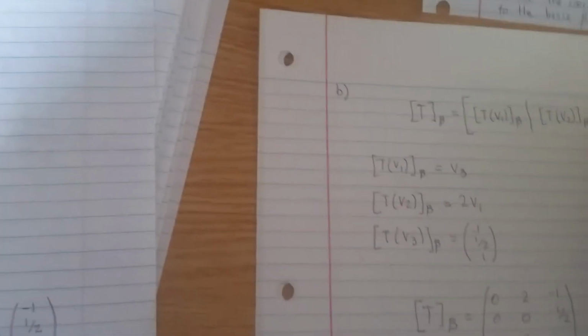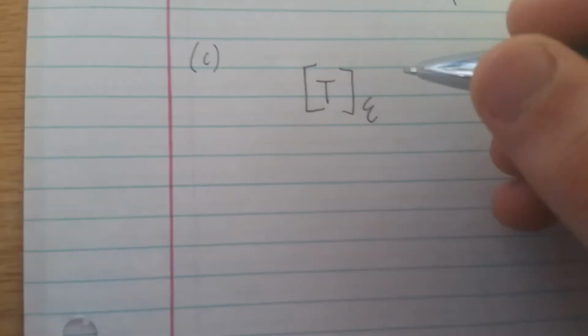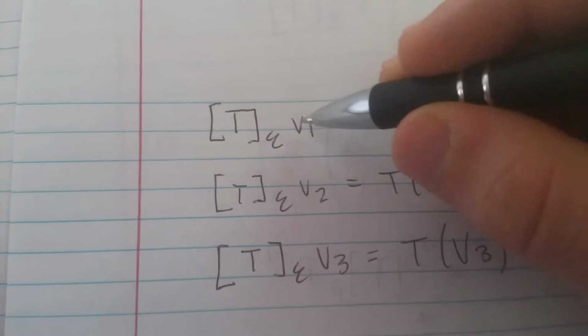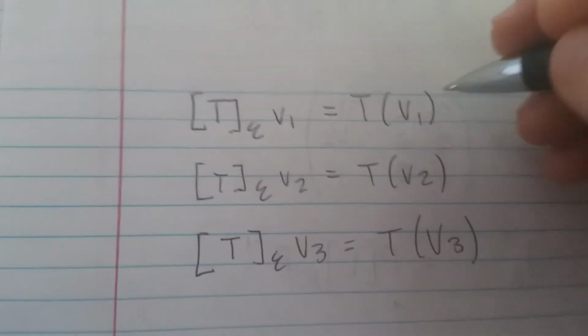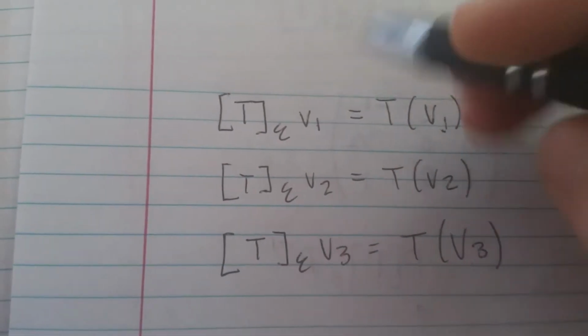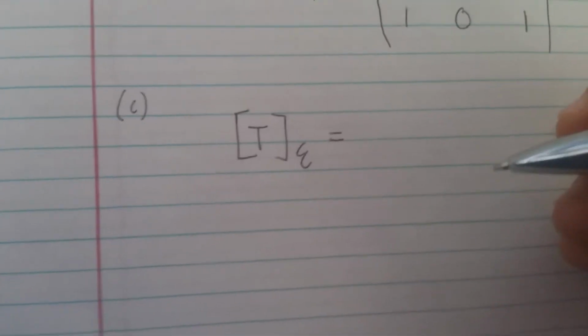Okay? And then finally, for part C, find the standard matrix of T. So what is your standard matrix of T? So it's written like that. And basically you're going to be able to multiply the vector and the basis by this standard matrix, and you get the transformed vector out of it for each of them. That's all the standard matrix is, or at least that's the way to understand it for this problem.